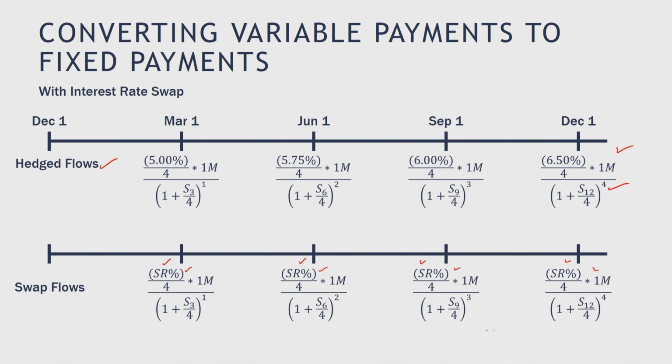And I'm going to take the present value of the swap payments over the 4 periods. And what I'm interested in is setting this swap rate such that the present value of the hedge payments and the present value of the swap payments is exactly the same. Okay, so that's the key. I want to pick the swap rate such that the present value, in other words, the value of the hedge payments and the value of the swap payments, is the same.